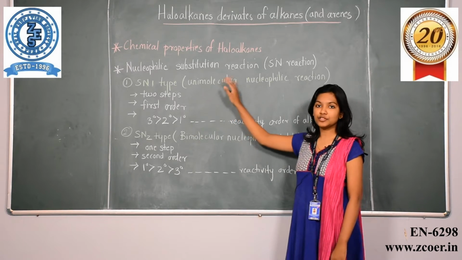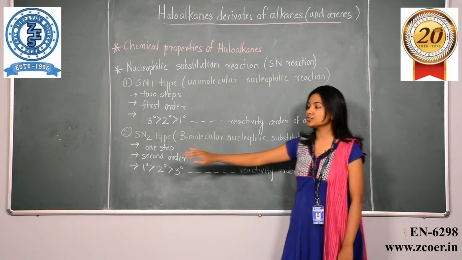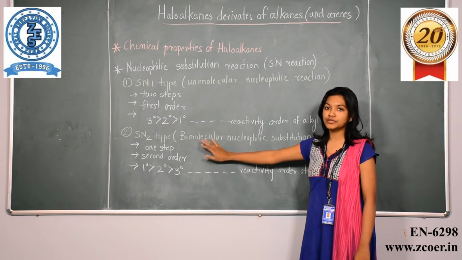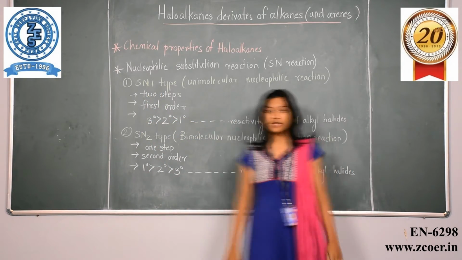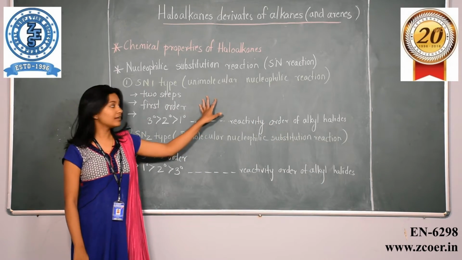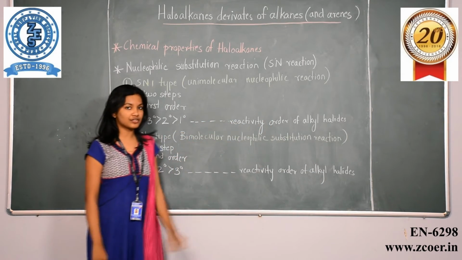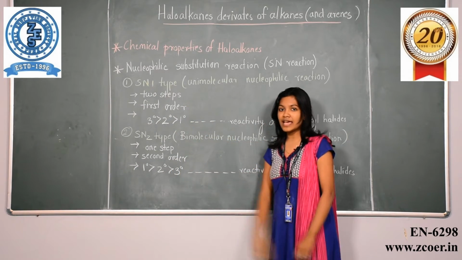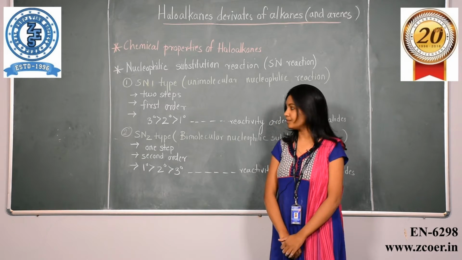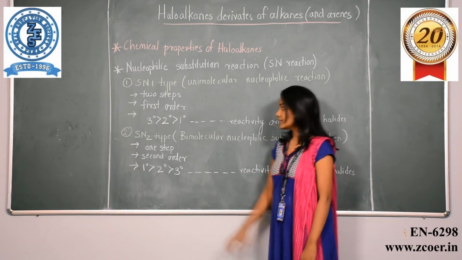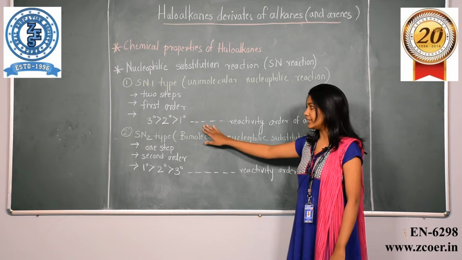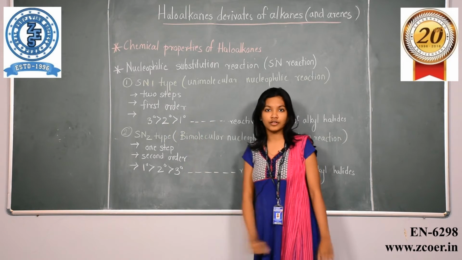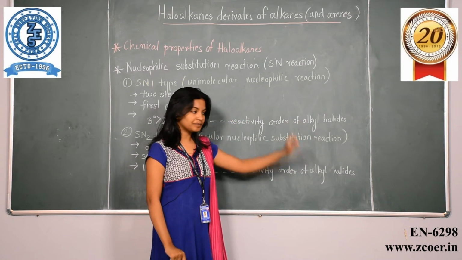Under nucleophilic substitution reaction, that is the SN reactions, we will see the two types, that is the SN1 type and the SN2 type. The SN1 type is the unimolecular nucleophilic substitution reaction. This reaction takes place in 2 steps and it is a first order reaction. This reaction has the order of reactivity, like the third order is more reactive compared to the second and the first order for alkyl halides.